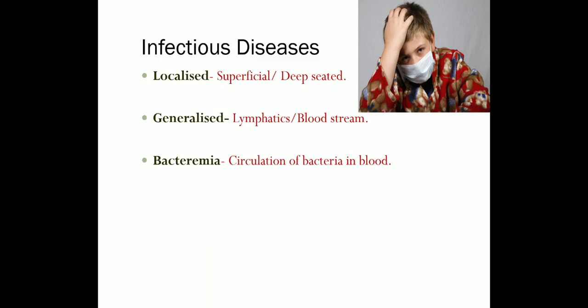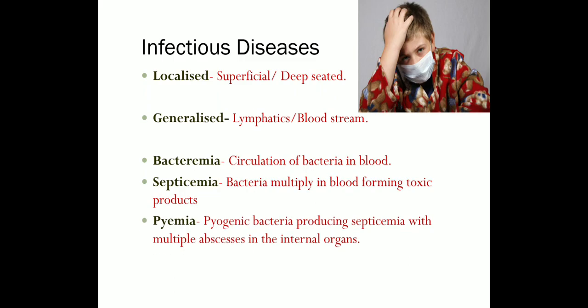Another important term that is usually associated with the infectious disease is bacteremia, septicemia and pyemia. Please understand the difference very carefully. When the bacteria circulate in the blood, it is called bacteremia. When this circulating bacteria forms toxic products, it is called septicemia. And when these toxic products produce multiple abscesses or multiple clinical manifestations, it is called pyemia.